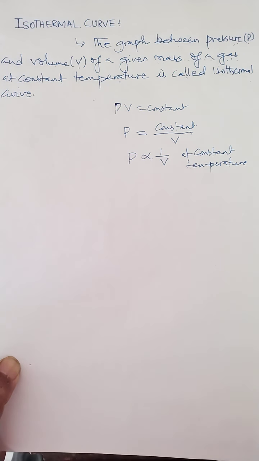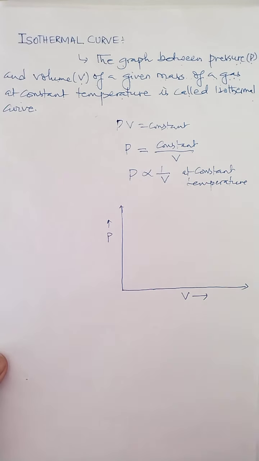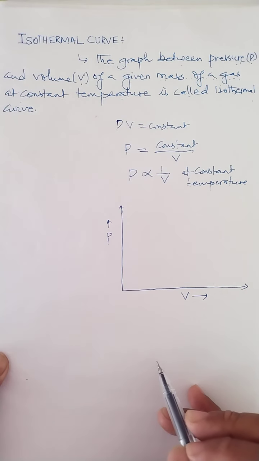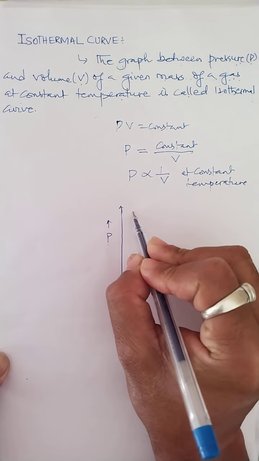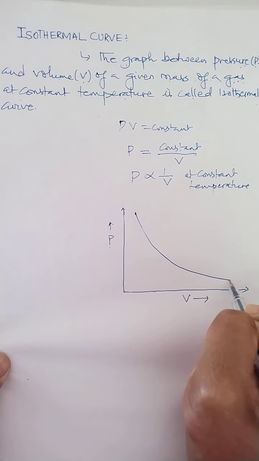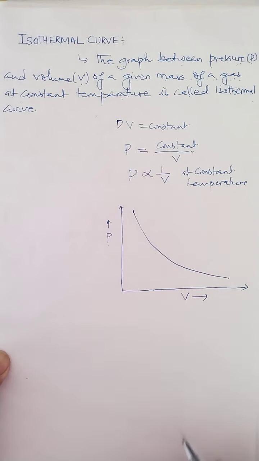And this isothermal curve will be plotted as follows. The graph has to be plotted between pressure and volume, so I have taken pressure along the y-axis and volume along the x-axis. This is a P versus V graph, expressing the isothermal curve. The nature of the graph will be exactly like this, a non-linear graph, also called a hyperbolic graph.